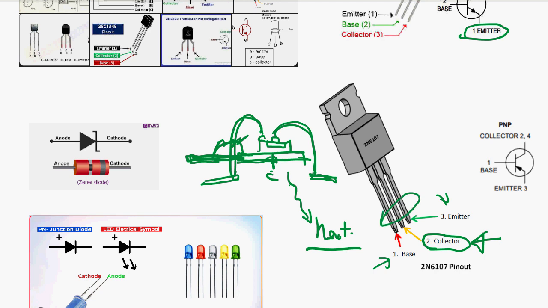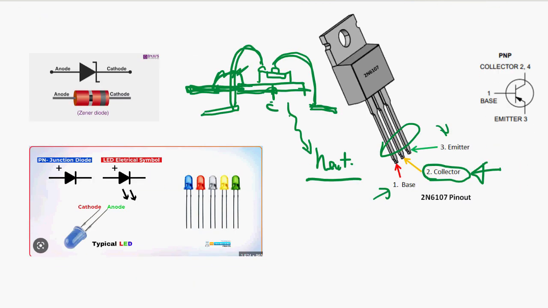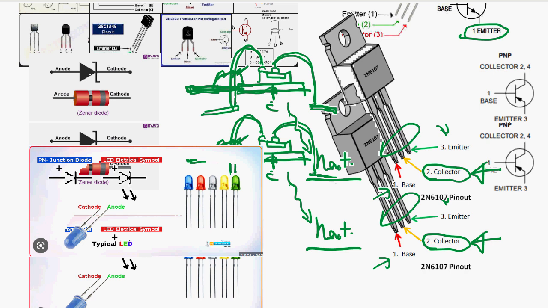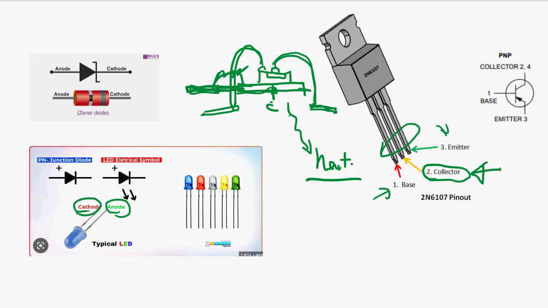Now, for an LED, usually the anode is the longer leg and the cathode is the shorter leg. So if you know that, when you look at the LED, you can tell which one is plus and which one should be connected to the negative side. Okay, let's look at the hands-on electronics.